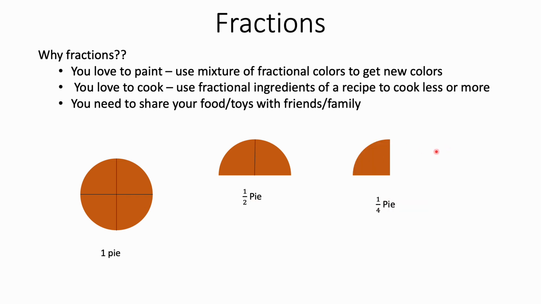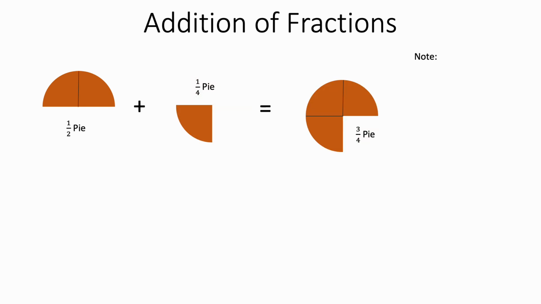Now if you want to share this whole pie with 3 friends, 1, 2 and 3, so in how many parts do you divide it? 3 by 4. This is 3/4 of a pie. Okay, a note is that if you add half and 1/4, okay, you get 3/4, right?